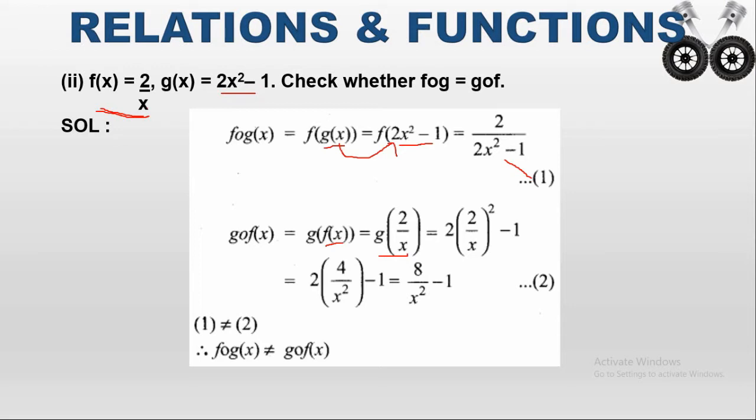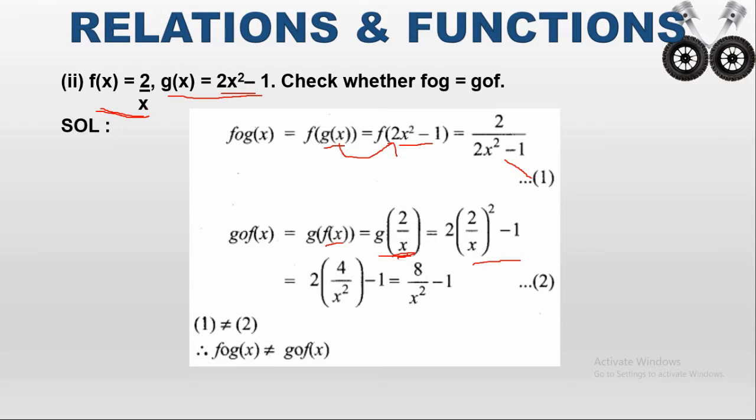Next you have to substitute the G of x value. G of x value is 2x square minus 1. Wherever x appears you have to substitute 2 divided by x. So it can be written as 2 times (2 by x) whole square minus 1.